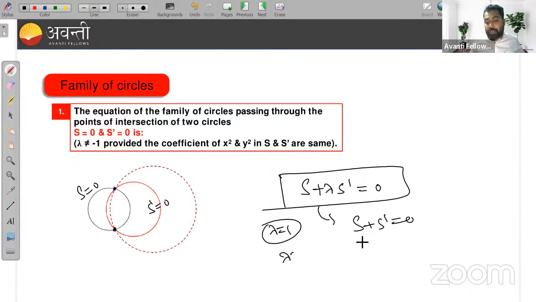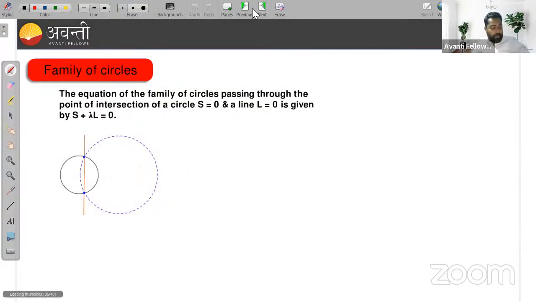If I put lambda equal to 2, then it becomes S plus 2 S dash is equal to 0. This is also a circle passing through these 2 points. So in place of lambda, you can take any values and you will get so many circles, and those circles are called a family of circles. Okay. Second case, what is the second case?